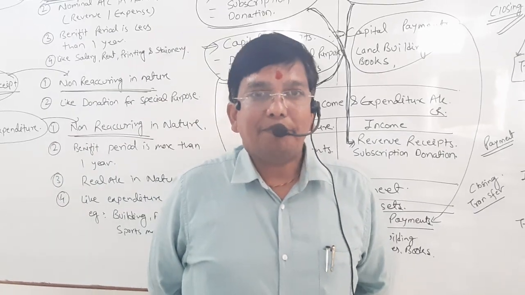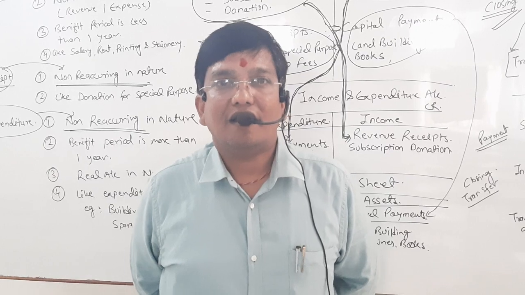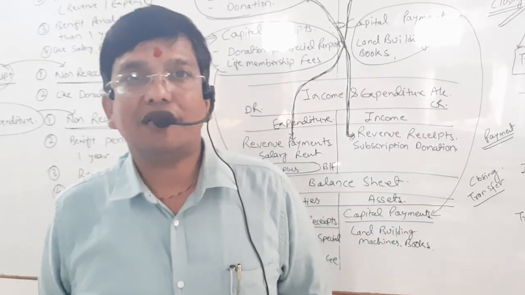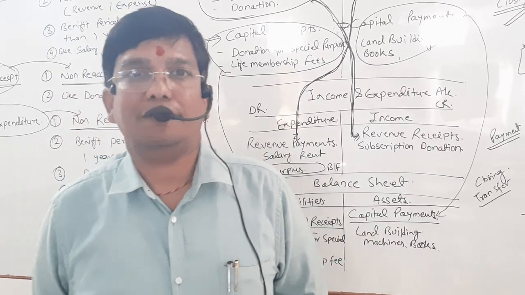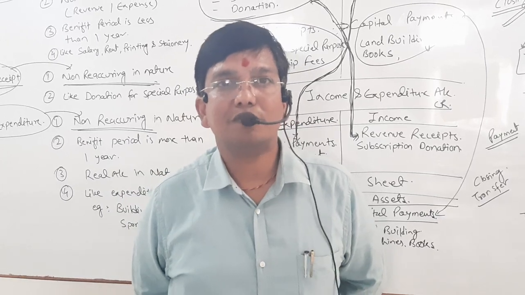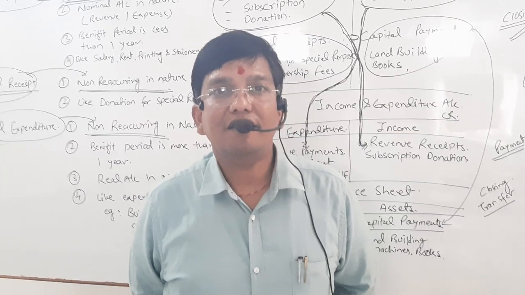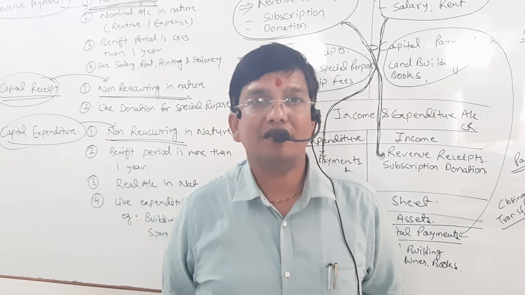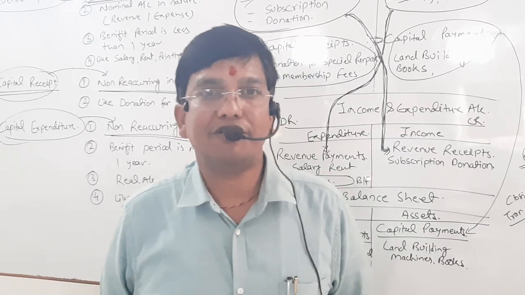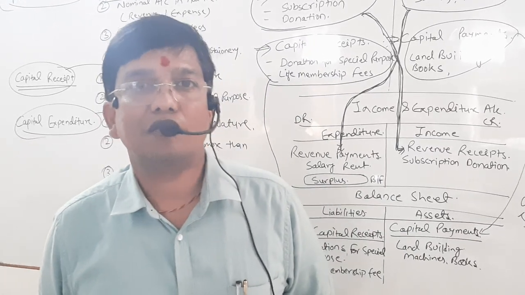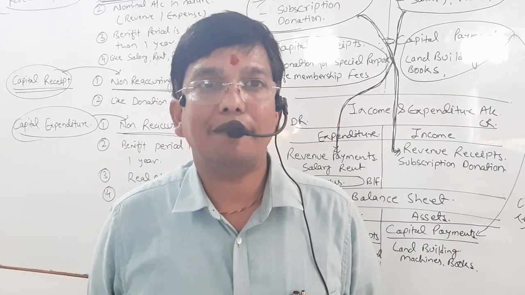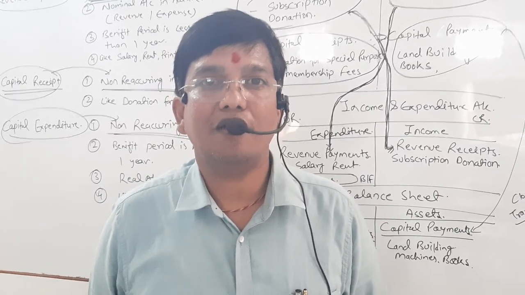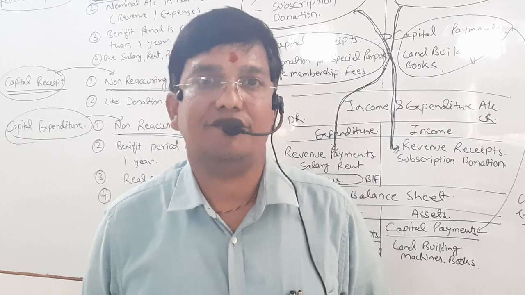On capital receipts, as I told, donation for special purpose and life membership fee. Instead of paying annual membership, some members may choose to pay a life membership fee. These are to be recorded as capital receipt.